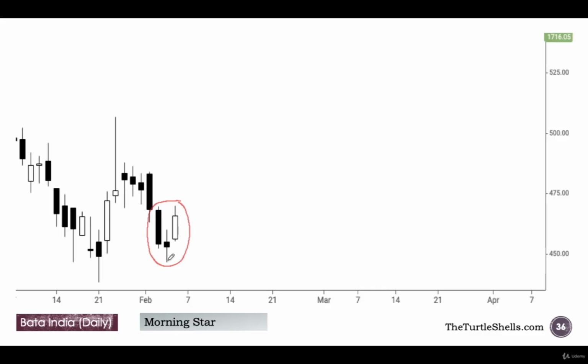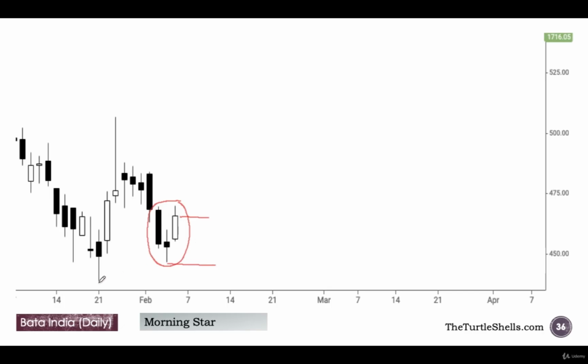This is called a long-legged spinning top. I would call it a spinning top because of the small real body, and it is touching the first prior black real body, which does not make it a perfect morning star. So if I were to take a trade here, where would I keep my stop loss? It should be under the low of the morning star.